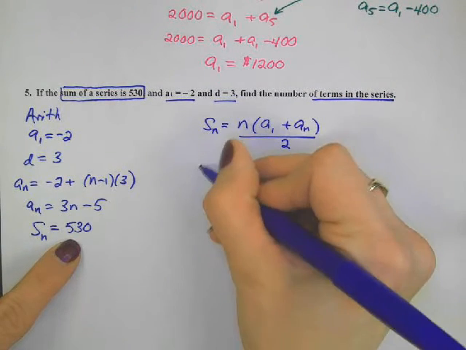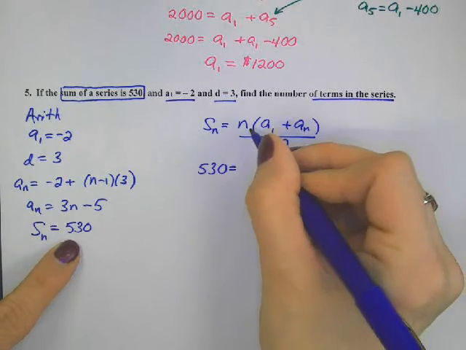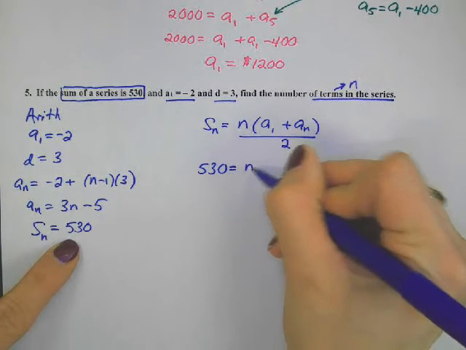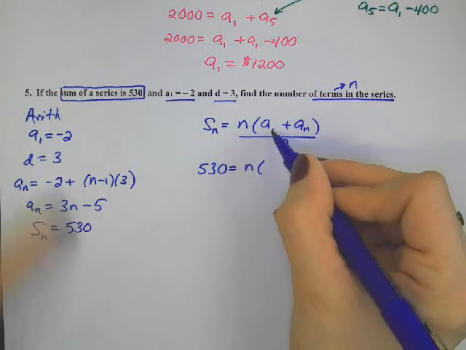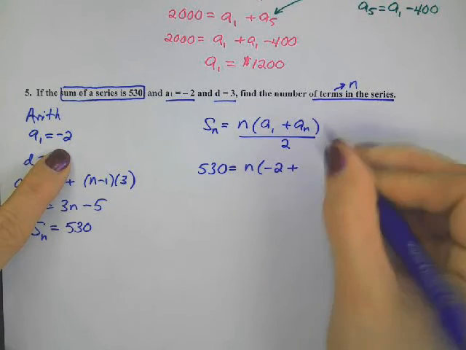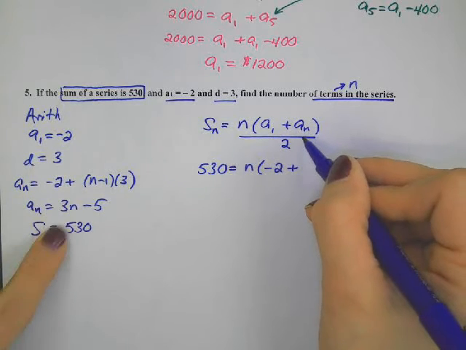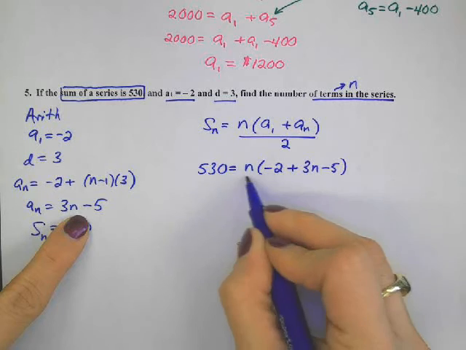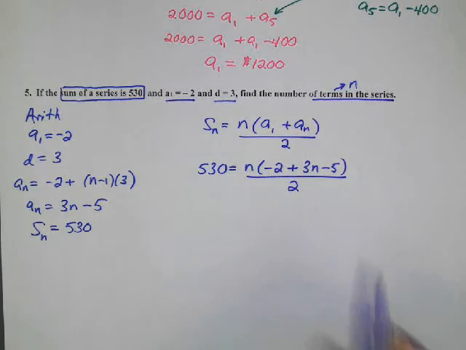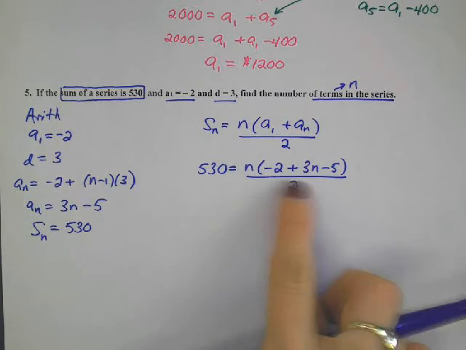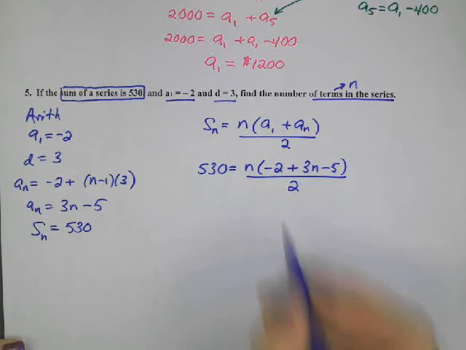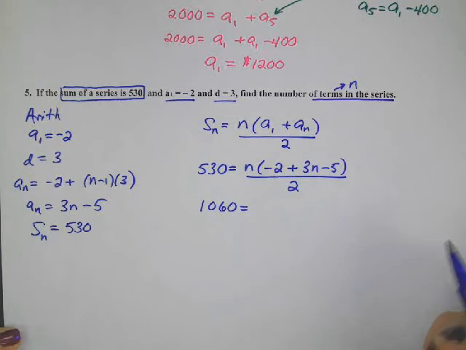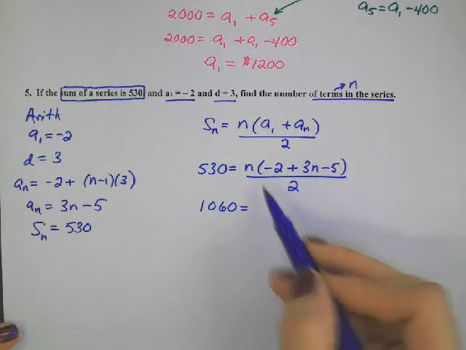Since we know the sum is 530, let's plug that in right there. Do we know n? No, we don't know. That's what we're trying to find. Find the number of terms. That's n. Do I know a sub 1? Yes, let's plug negative 2 in. A sub n is the last term, but I have a formula for that I cleaned up nicely, so I'll use that: 3n minus 5, all over 2. Well, I'm noticing that the only letter I'm missing is n, and that's exactly what I wanted to find. So let's multiply by 2, make 1060 equals, maybe we'll clean this up a little bit.